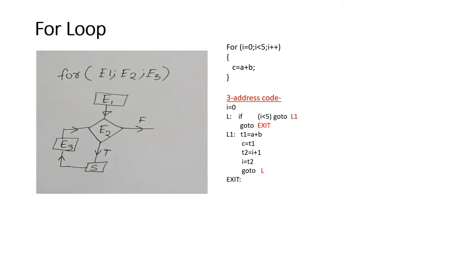And after performing the statement, what are we going to do? We are performing the increment part. So i = i + 1 is done. And after that, we'll again verify the condition, whether it is true or false. So go to L again. So we have come back to go to L. And if the condition is false, then where do we need to go? Exit from the loop. So we have made a label exit. We'll exit from the loop.